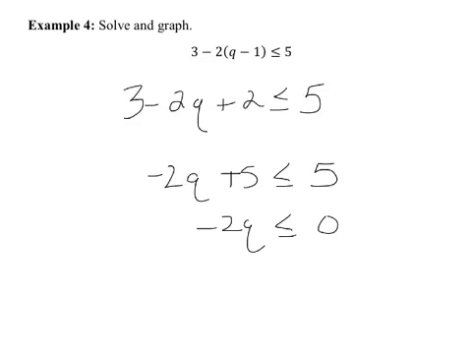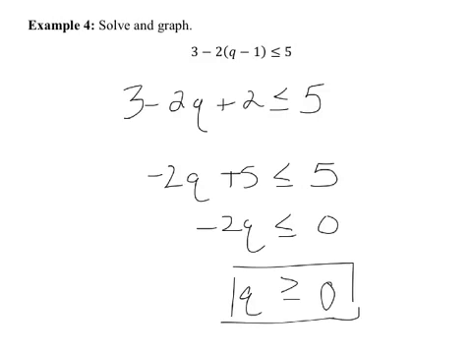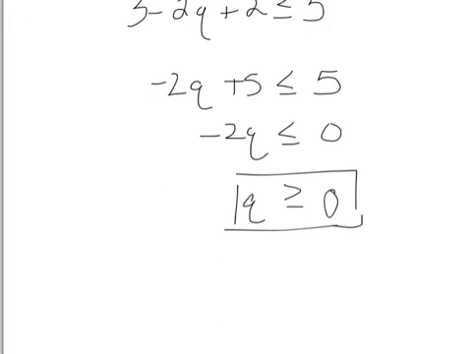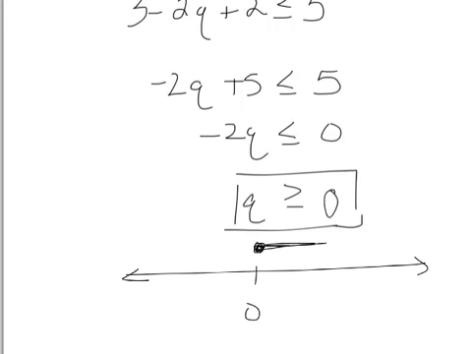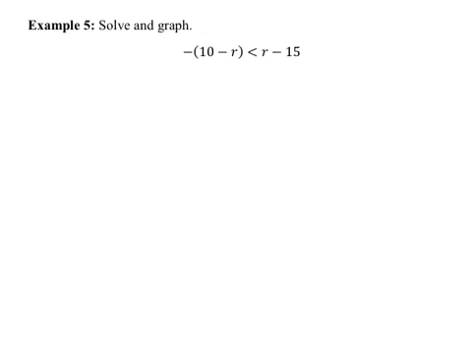Divide by negative 2. Well, 0 over negative 2 is still 0. But you need to remember to flip the sign. And that's the key here. What does this tell us? That when q is 0 or positive, this statement will hold true. Let's graph that on our number line now. Here's 0, here's 0, or positive. Okay? So that's our solution for this one.